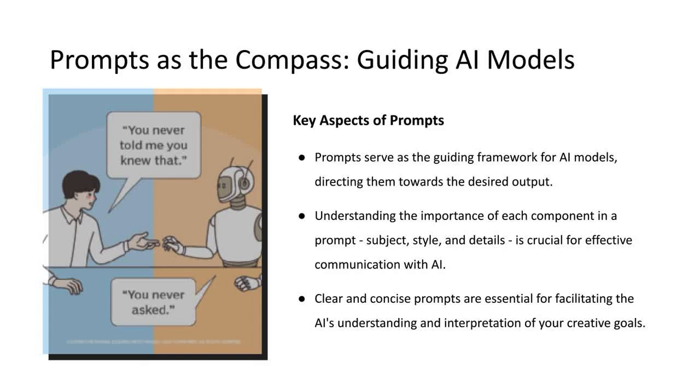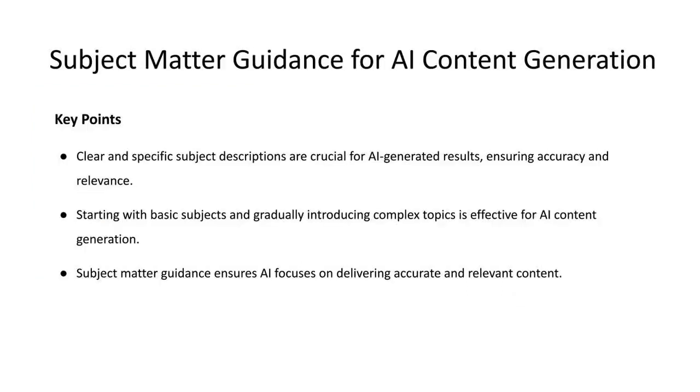When crafting prompts, describing content is like laying the groundwork for a building. The core subject matter guides the AI in what to focus on. Think of it as the start of a story. It sets the stage for everything that unfolds. Starting with basic subjects, like a cat or a landscape, allows you to ease into using generative AI. As you gain confidence, you can introduce more specialized topics: a mythical creature with wings and a lion's mane, or a futuristic cityscape on Mars. The key here is clarity and specificity.